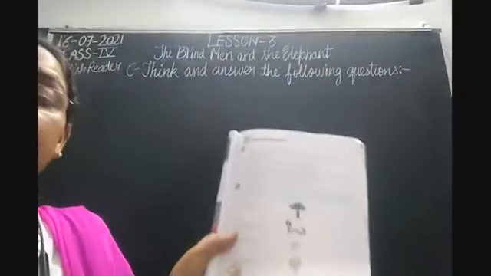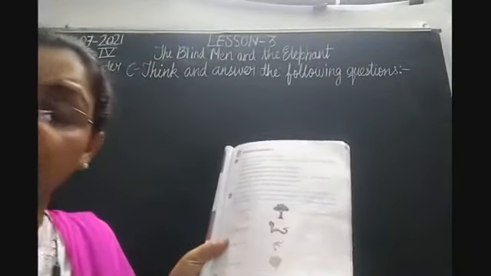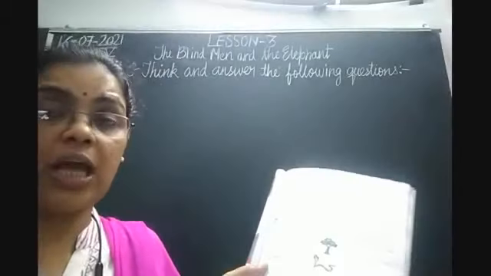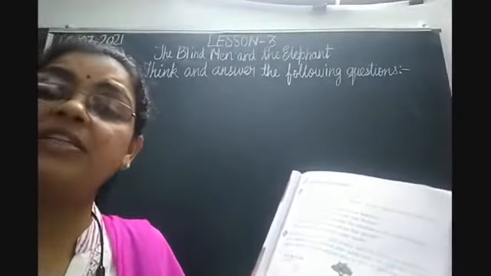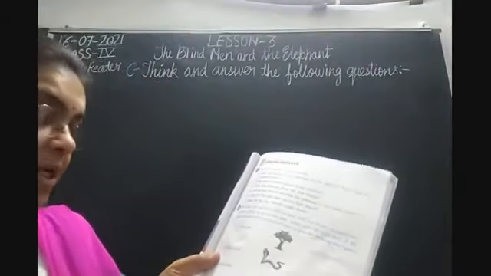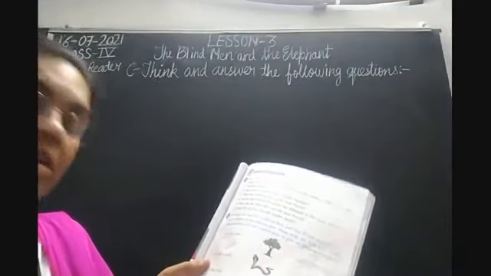Now, the fourth is, it's like a fan. The fourth blind man, he had touched the elephant's ear and he came to the conclusion that the elephant's ears were like a fan. So, over here, please write the elephant's ear.